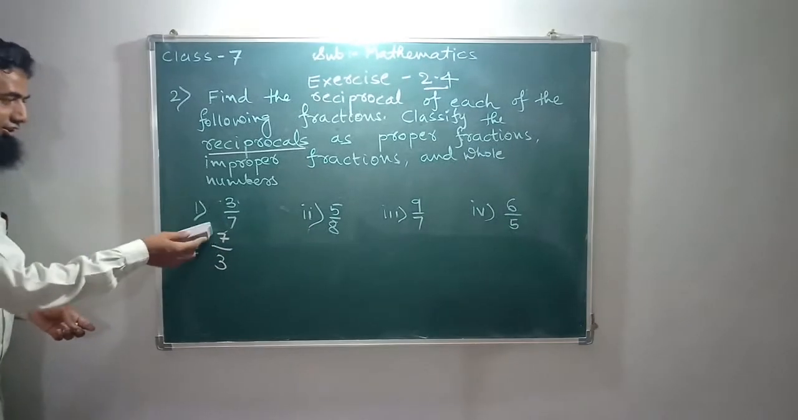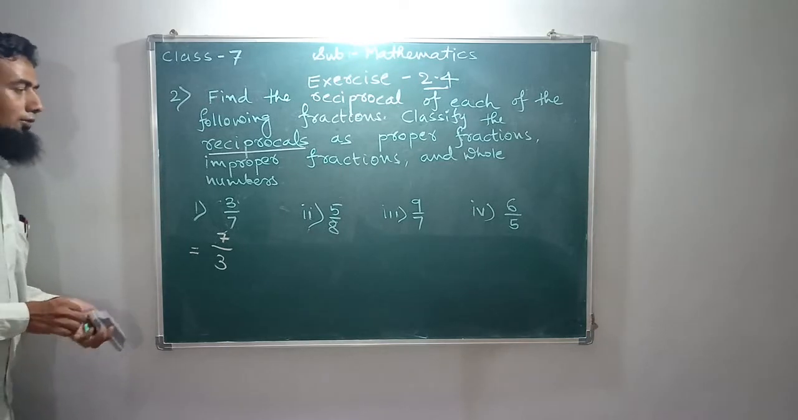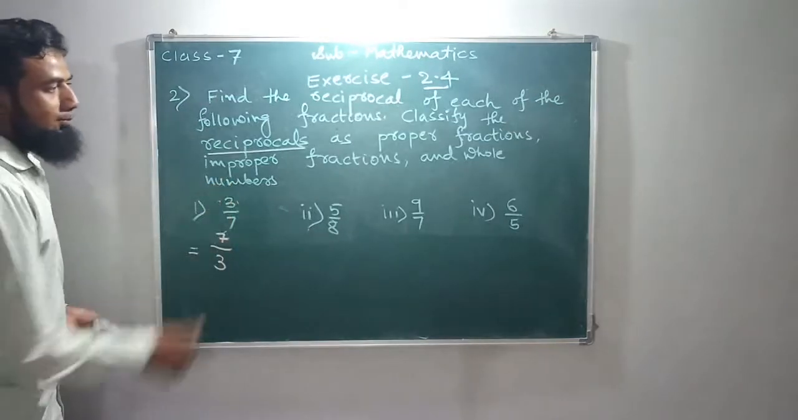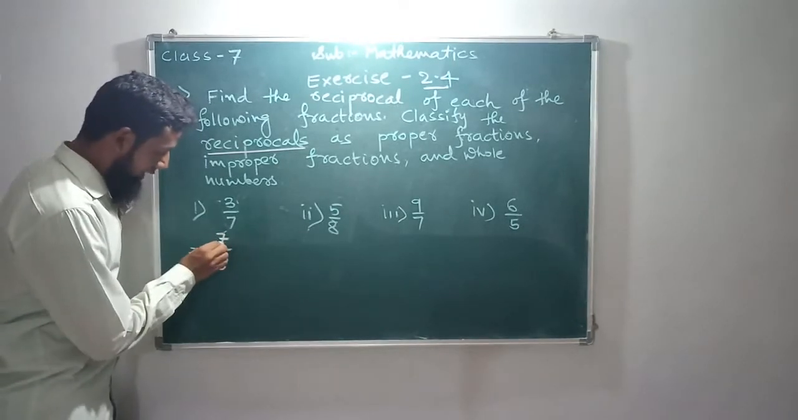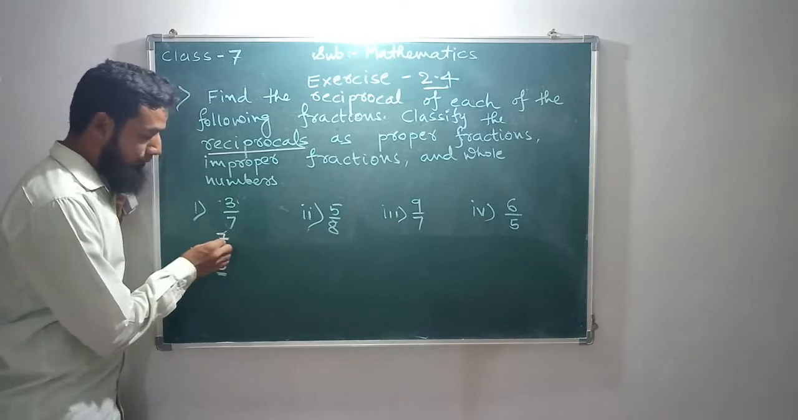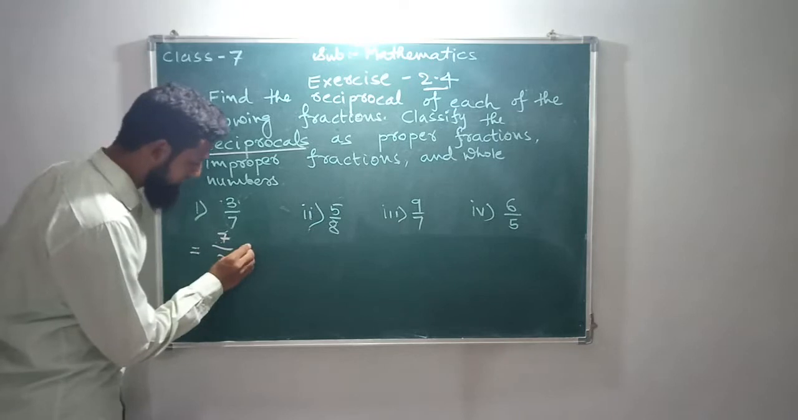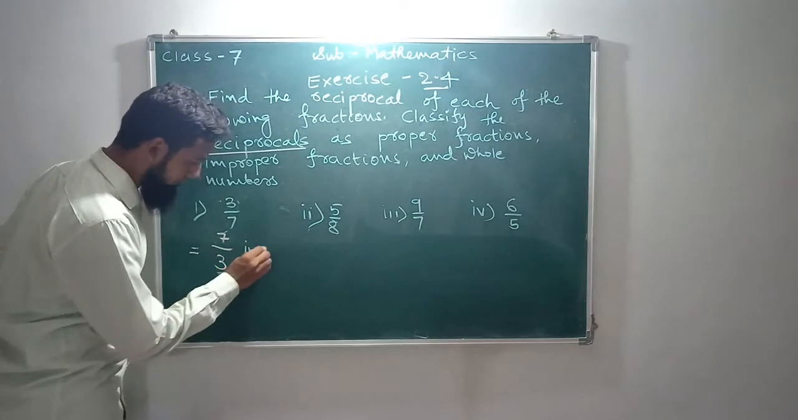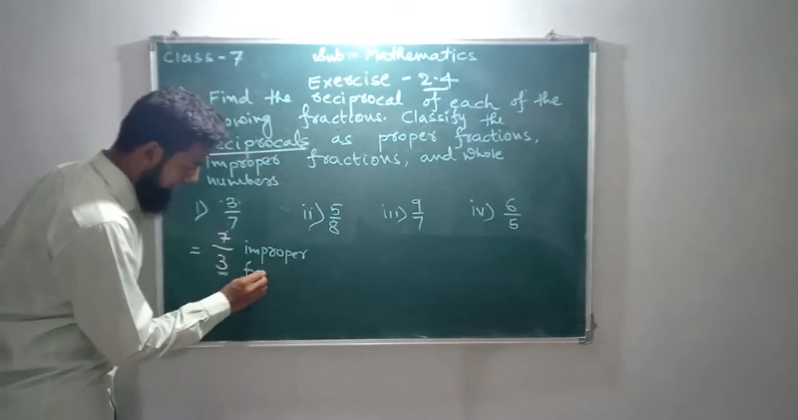this reciprocal of the given question, is it an improper fraction, a proper fraction, or a whole number? Now check it, 7 and 3. This 3 is a smaller number compared to the numerator. So it is an improper fraction.